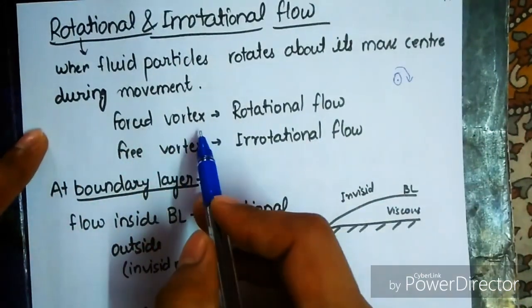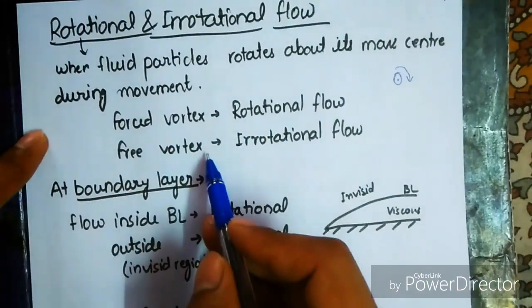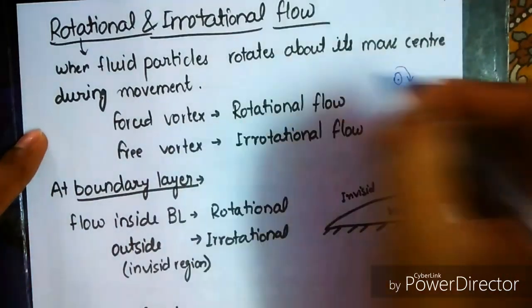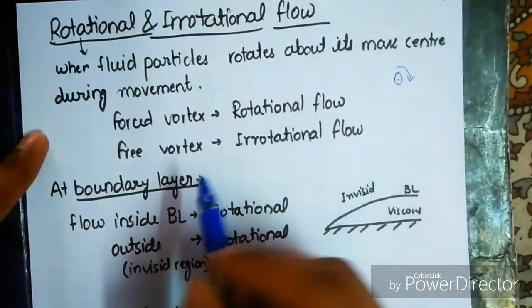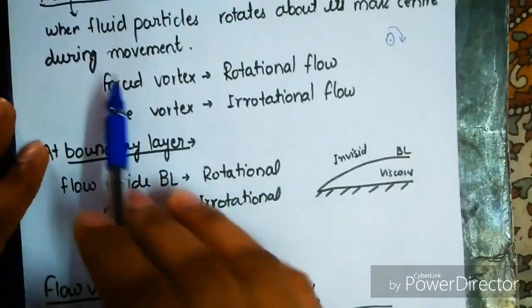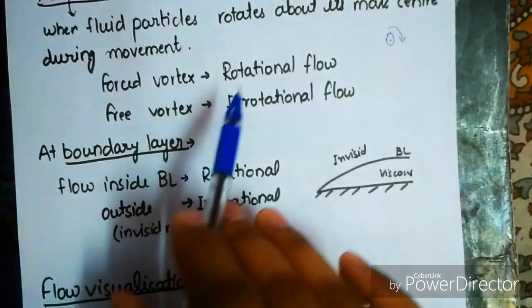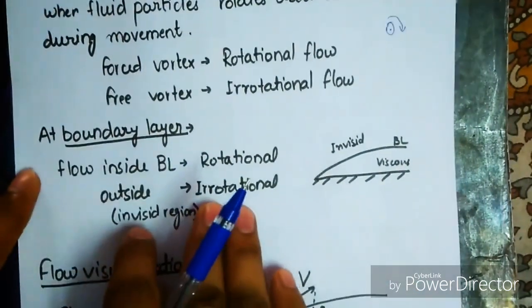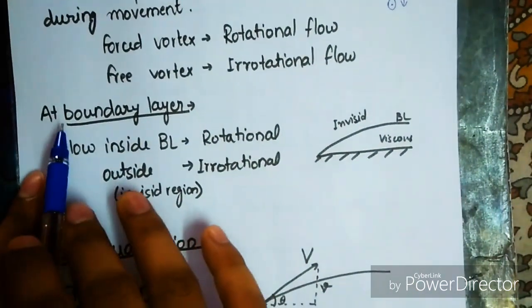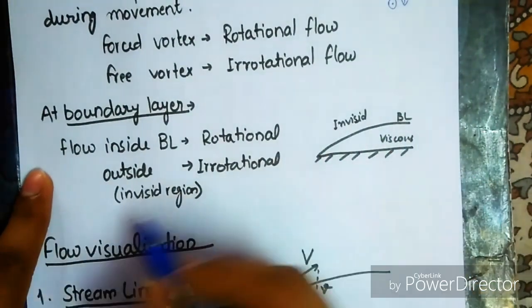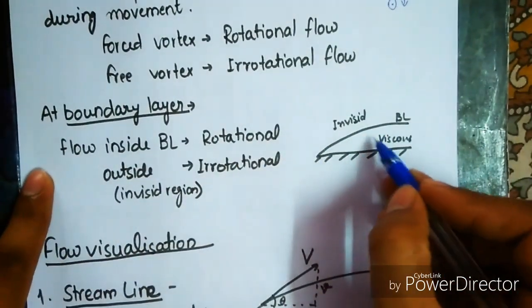Okay, then this is rotational flow. The forced vortex is rotational flow, and the free vortex is irrotational flow. You must be aware of vortex flow like this, helical shape. That flow, when we are applying the external force, is rotational, and in the rest of the cases it is free. At the boundary layer like this, flow inside the boundary layer is rotational.